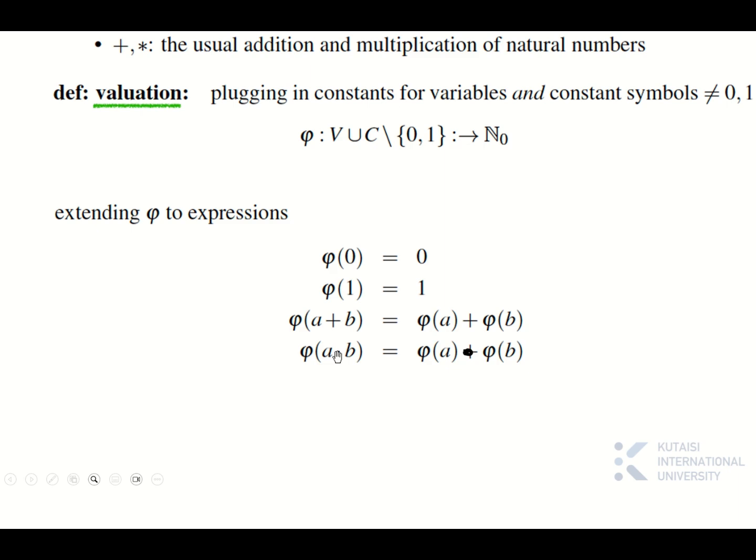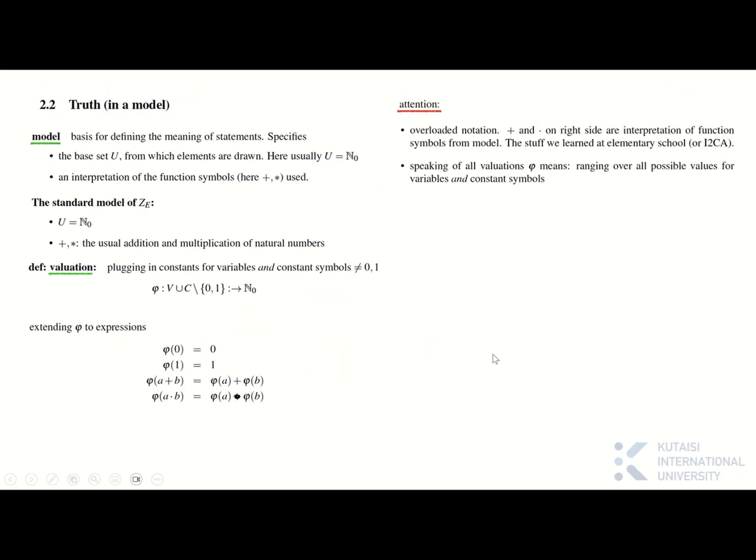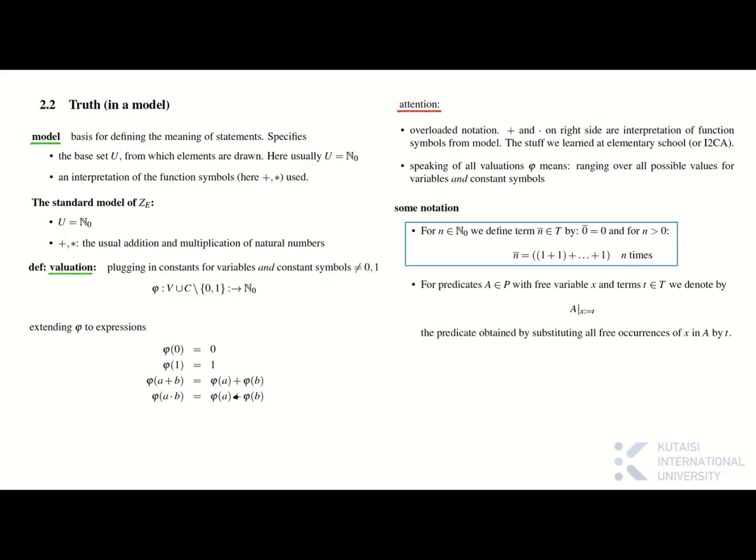And also for multiplication, this is just a string on the left side and it's really a multiplication of numbers on the right side. This is what it says here, that there's an overload of notation: plus and dot here mean the strings plus and dot, and here they mean really addition and multiplication. And when I talk about all valuations phi, this means I will range over all possible values for variables and constant symbols.